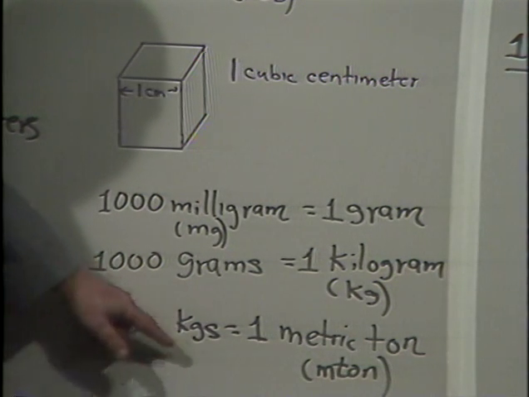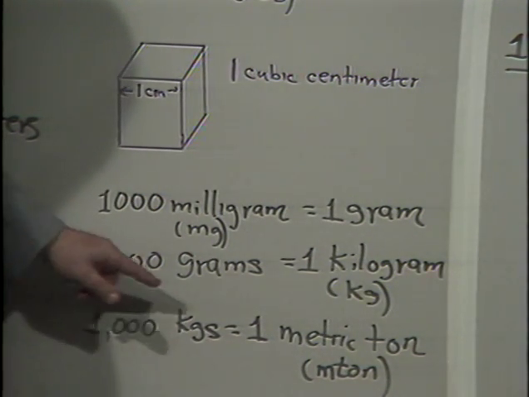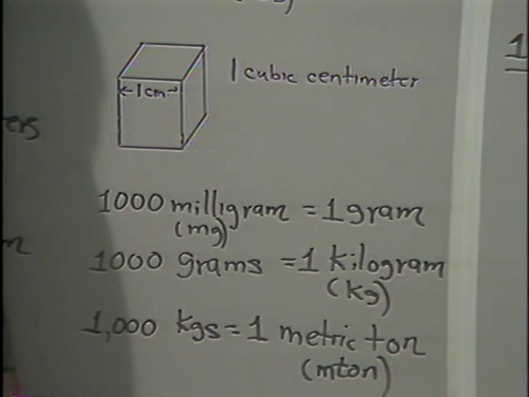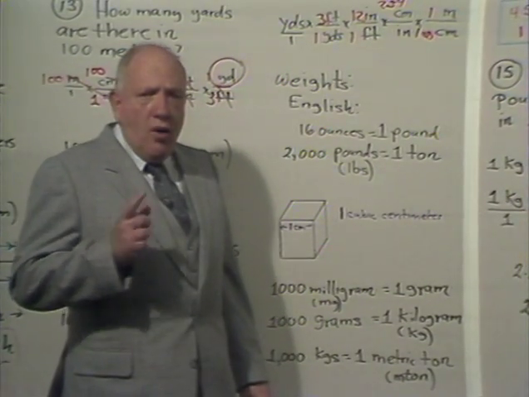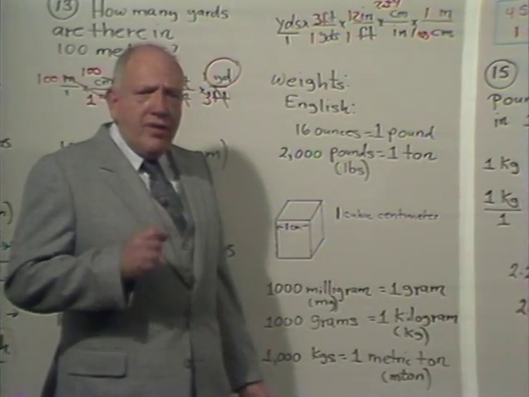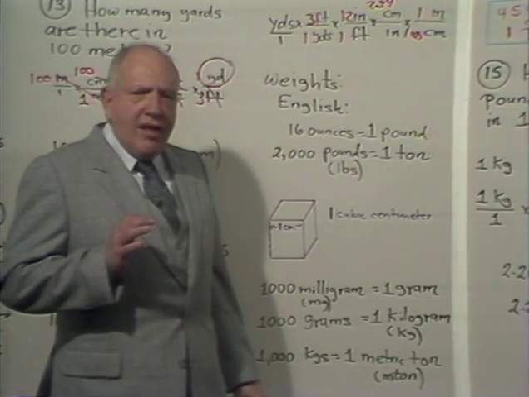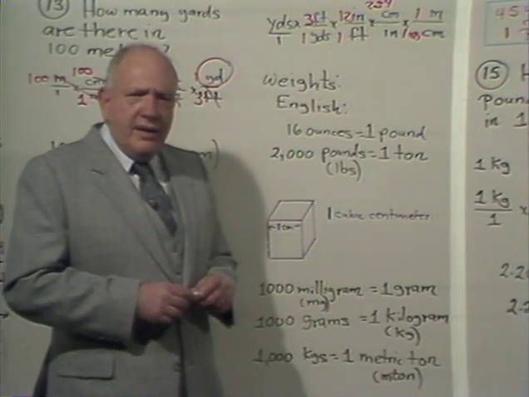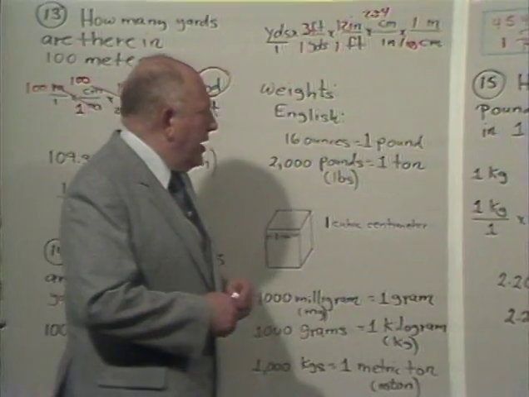And they went one step further, and this came in later. 1,000 kilograms was called a metric ton. And I'll show you in a little while why that happened. Why was 1,000 kilograms called a metric ton? And the answer was that it came out very close to being an English ton. And we'll just go through that in a few minutes.